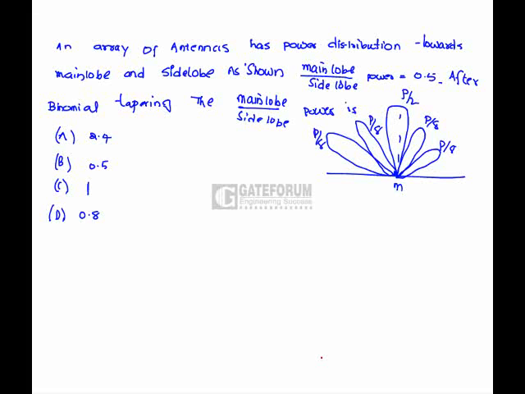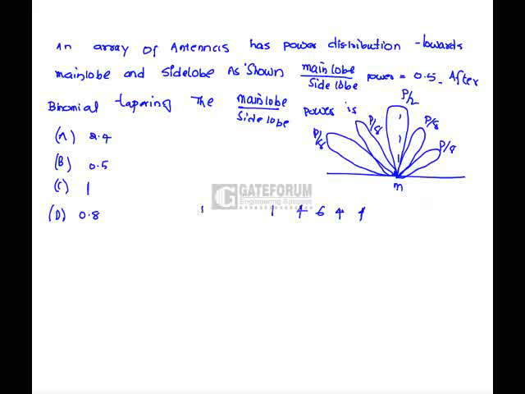The question is, an array of antennas has a power distribution towards the main lobe and side lobes as shown in the figure. The ratio of main lobe power to side lobe power is 0.5. After binomial tapering, what will be the ratio of main lobe power to side lobe power? Here there are 5 lobes including the main lobe, 4 side lobes and 1 main lobe, hence we have to take the binomial tapering as 1, 4, 6, 4 and 1.